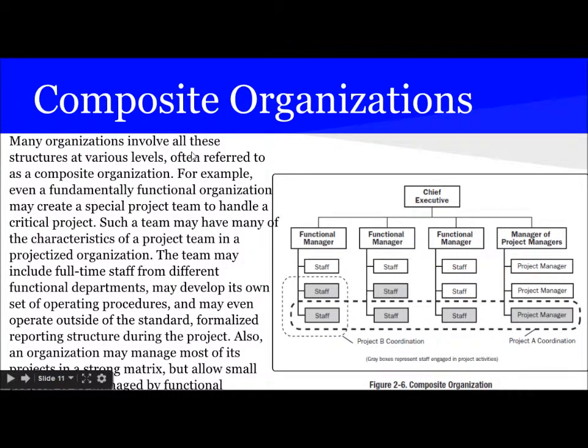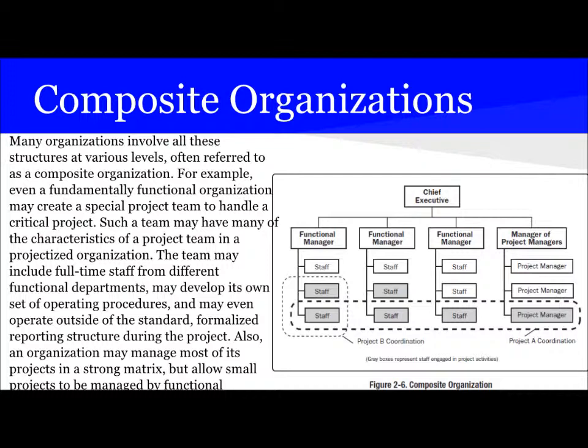Many organizations involve all the structures at various levels, often referred to as composite organization. For example, even a fundamentally functional organization may create a special project team to handle a critical project. Such a team may have many of the characteristics of a project team in a projectized organization. The team may include full-time staff from different functional departments, may develop its own set of operating procedures, and may even operate outside the standard formalized reporting structure during the project.